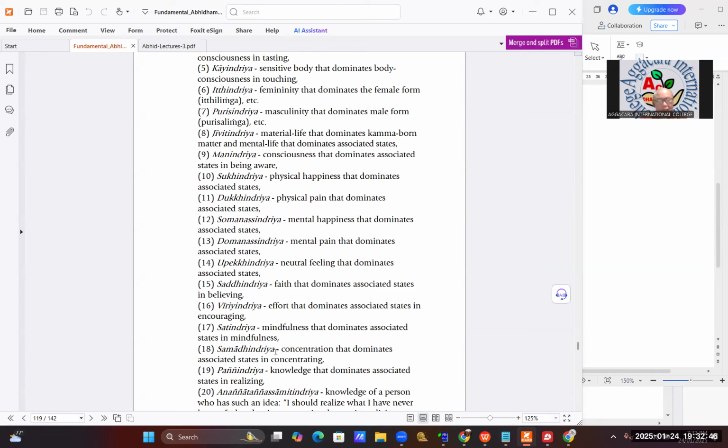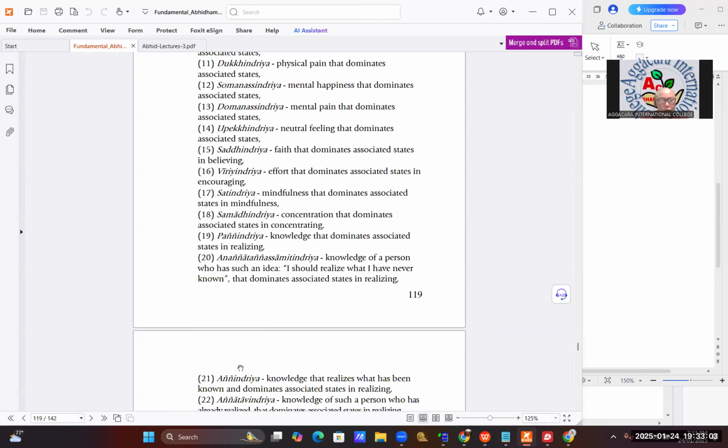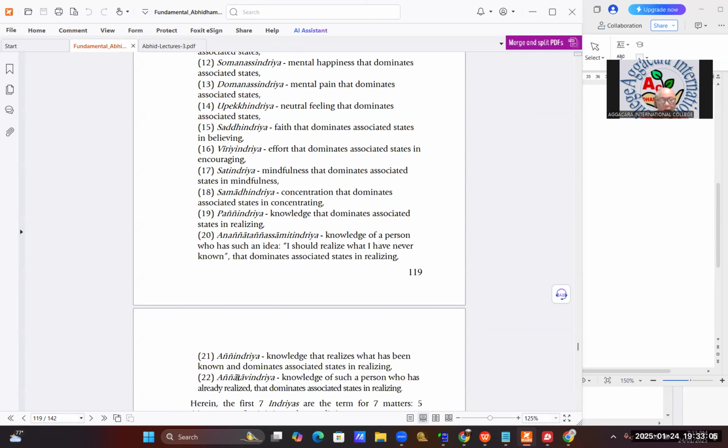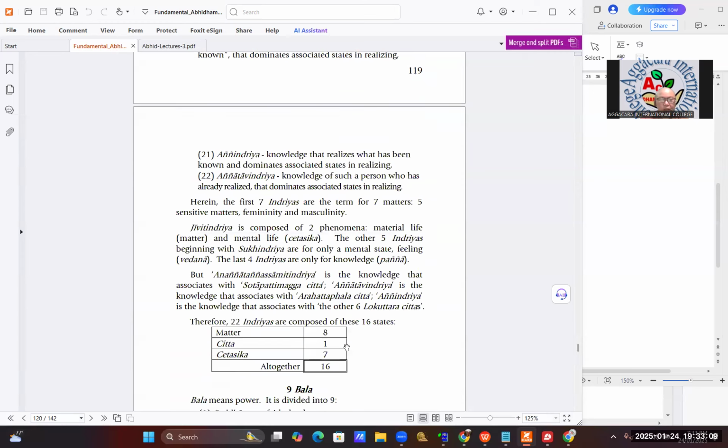Panya is under which Chetasika? Sister Taihun? We don't have a Panya Chetasika. You have the Amoha, Panyindriya, alright? Panya or Amoha. So numbers 20, 21, 22 are under Amoha. So if you calculate, you should have 7 Chetasika. So you all should calculate yourself. That's how you have the numbers 8, 1, and 7.